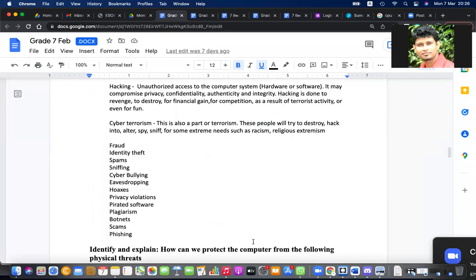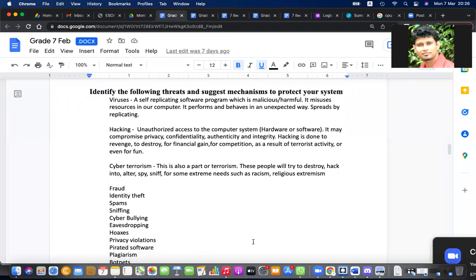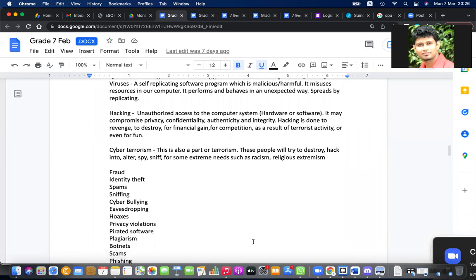After identifying that, we know we have to discuss how to secure them. Then the logical security, and under that we discussed three things: how to secure your computers from viruses. Viruses are dangerous, self-replicating, harmful, malicious, or damaging files. It's also software, right? But it misuses our resources. We saw that.